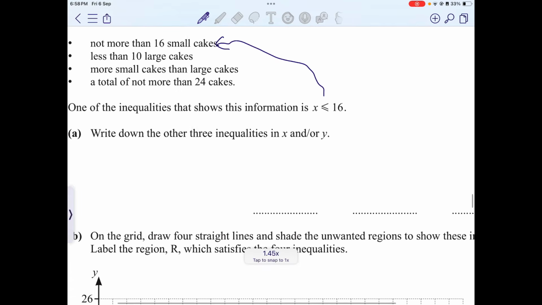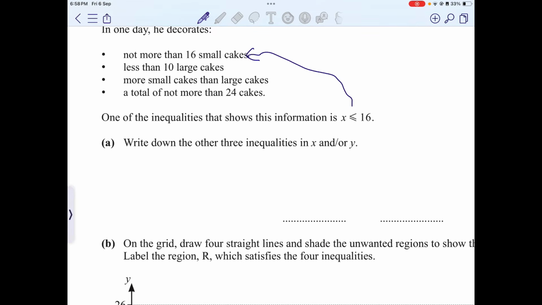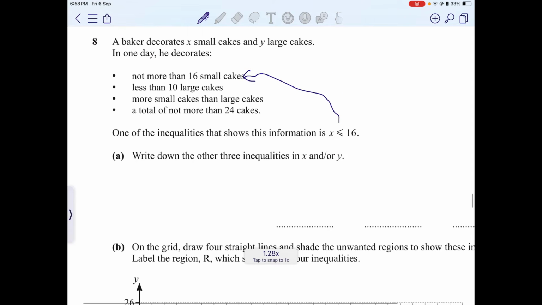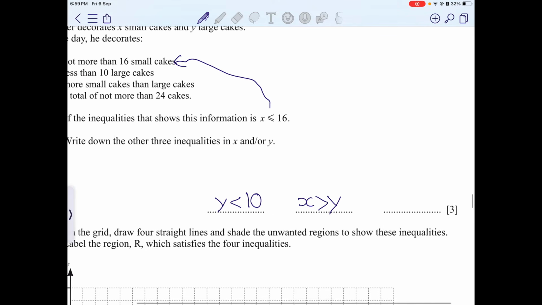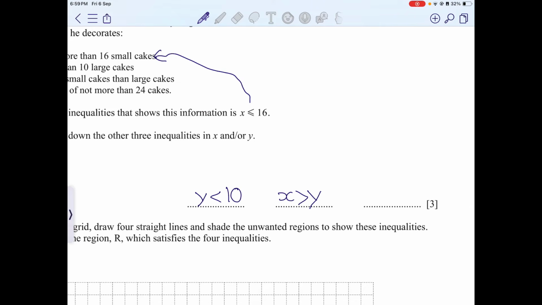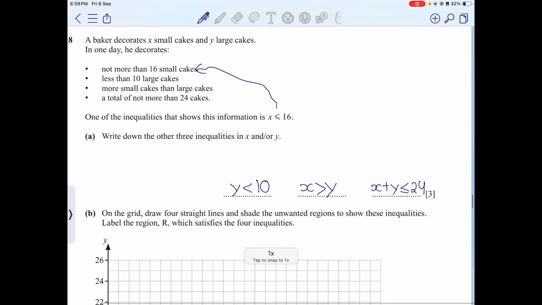Write down 3 other inequalities in x and/or y. The next inequality we want is from this sentence, less than 10 large cakes. That means y is supposed to be less than 10. It cannot be less than or equal to 10. More small cakes than large cakes: small cakes is x and large cakes is y, so x would be greater than y. A total of not more than 24 cakes means I can have 24 cakes but not more than that. So when I add x plus y, it cannot be greater than 24. It can be 24 but not greater than 24.